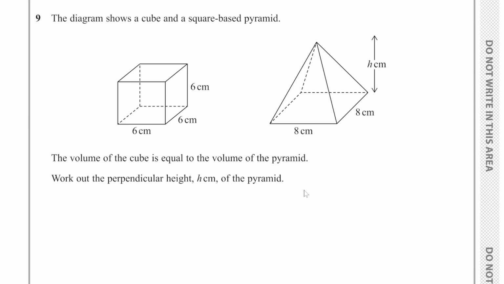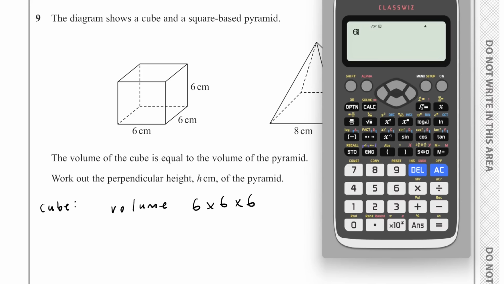Question 9. The diagram shows a cube and a square-based pyramid. The volume of the cube is equal to the volume of the pyramid. Work out the height of the pyramid. So the volume of a cube. For the cube, the volume is just length times width times depth. 6 times 6 times 6. Let's just check that on the calculator. 216 centimeters cubed.